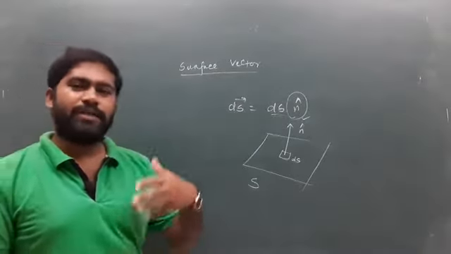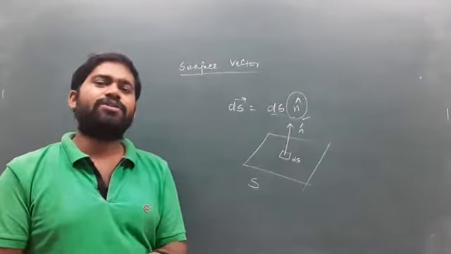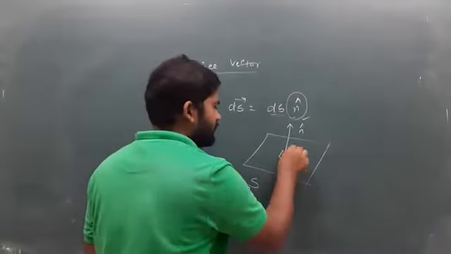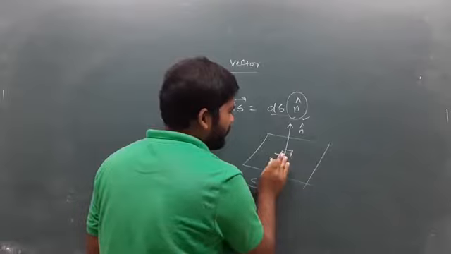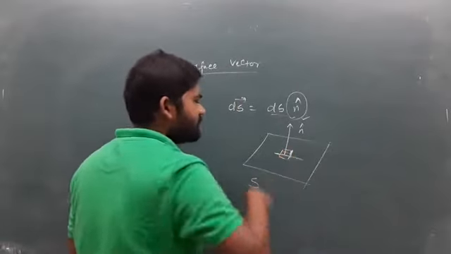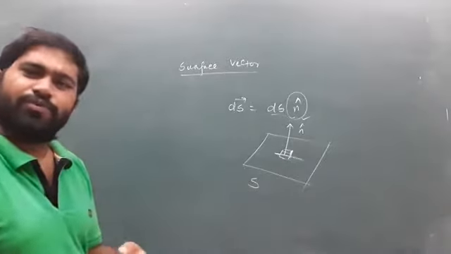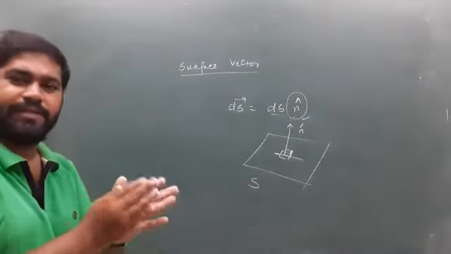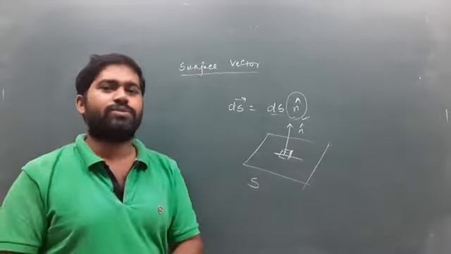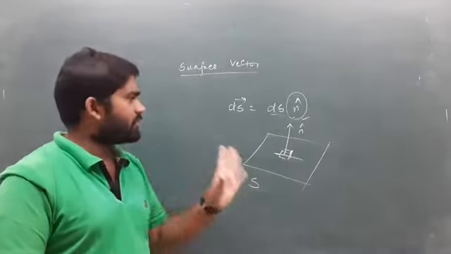For any surface the unit vector is always away from that surface and perpendicular to that region. That means radially outward, and it is always perpendicular to the chosen surface. So that is called a surface vector.